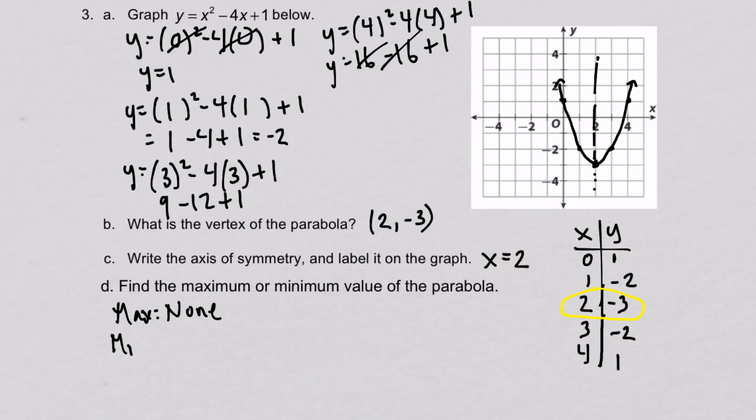Minimum, it does have a minimum, right? The lowest point of this parabola is negative 3. So the minimum is negative 3. And there you go. So just to recap, how do we graph this parabola?